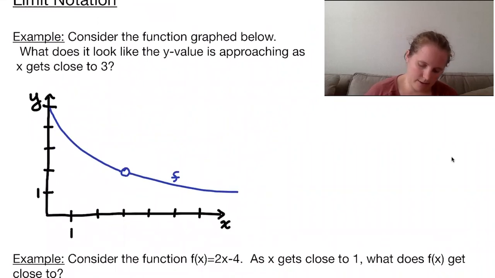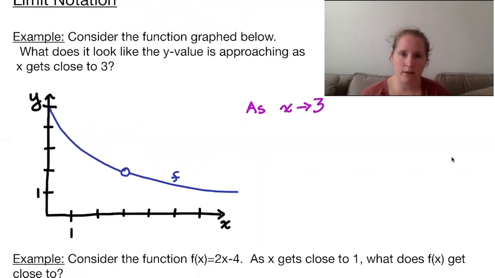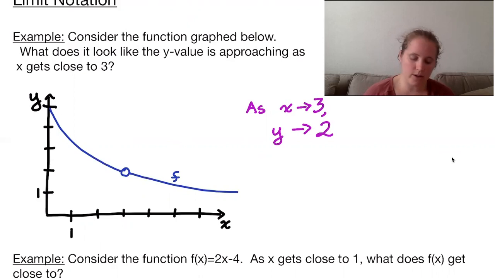that as x approaches 3, I'm going to use an arrow. So as x goes to 3, then it looks like y was going to 2, right? Again, we saw this, we traced along as x went in towards 3, the y value seemed to be getting to 2, no matter which direction we came from.